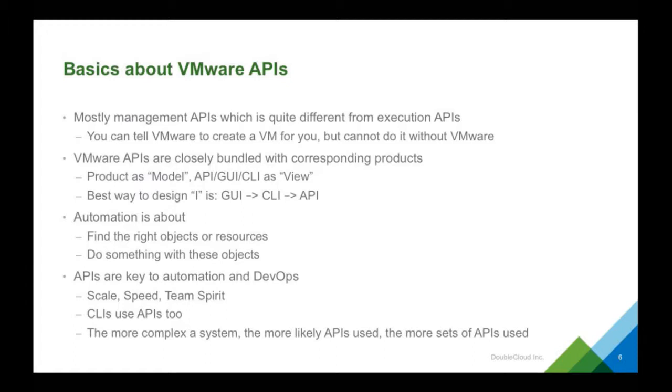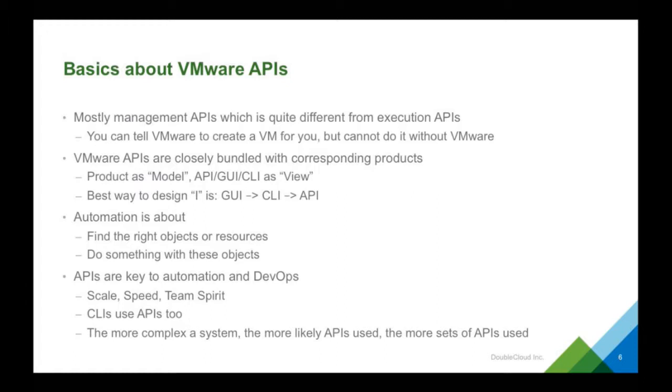the VMware API is exposed and closely bundled with VMware products. A lot of folks here, I believe, have a developer background, so we know there's a famous design pattern called model view controller, right? In that case, the VMware product is more like a model. It exposes functionalities through different interfaces. The GUI is one of them, the command line is one of them, and API is, of course, one of them.